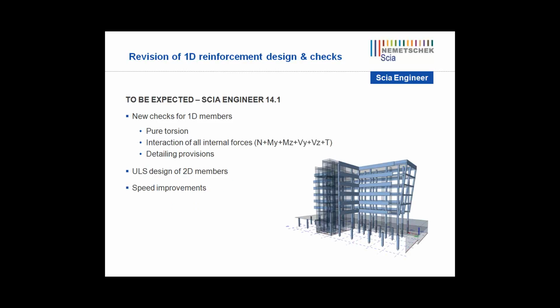Now, what can still be expected in Scia 14.1, so later on? These are things that we are still working on, but are not yet in the beta testing version. There will be new additional checks, which will be revised. So torsion checks will be expanded. There will be an interaction check for all internal forces, and detailing provisions will also be revised. And the same thing, of course, for 2D members, and we will work even more on speed improvements.